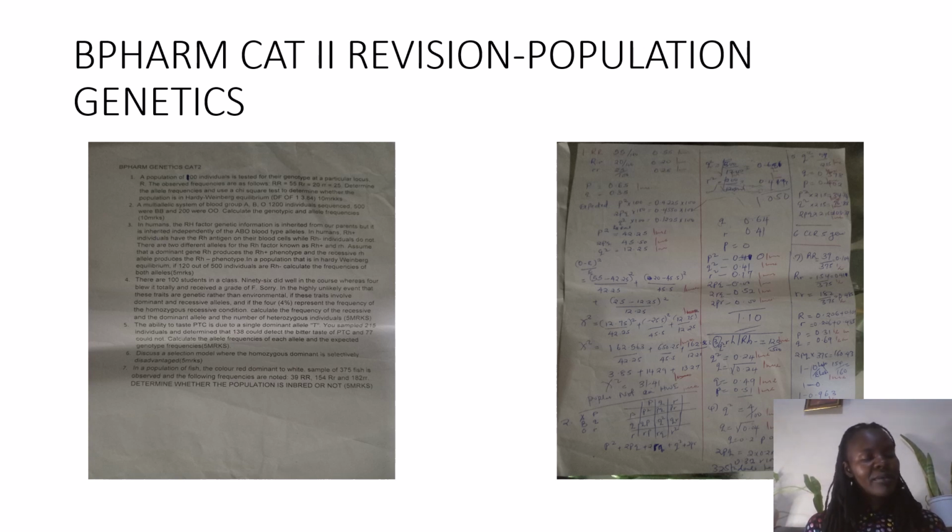Question number 3. And that is where the students are making a lot of mistakes. And kindly follow this revision, because I want us to avoid any mistake which can come during exam. So it says, in humans, the Rh factor genetic information is inherited from our parents, but it is inherited independently of the ABO blood type alleles. Independently. The law of Mendel of independent assortments. They talk much about independently. The 2 alleles are inherited independently.